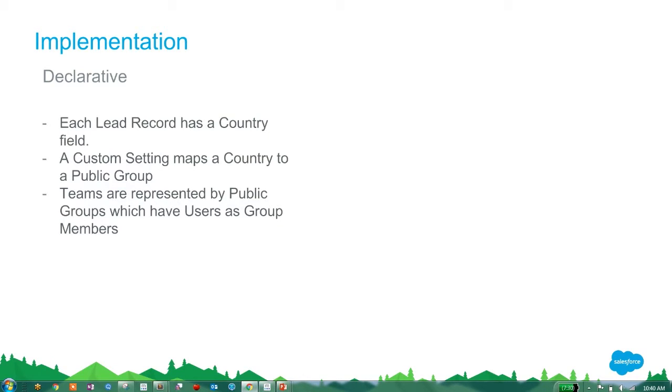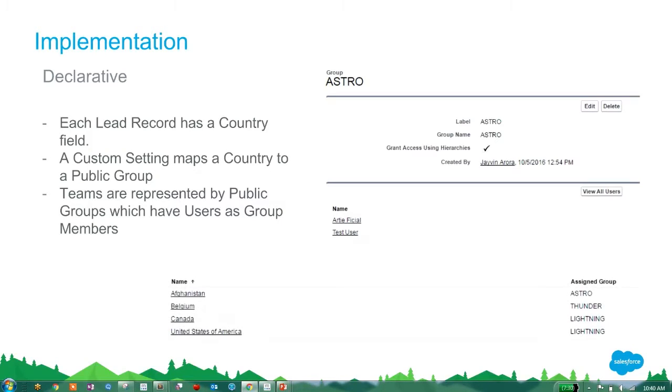So here's what we have in our declarative setup. We have Team Astro here with RD and test user. And then we have a custom setting with the different countries mapping to the different teams. Okay, so how did the developer implement his solution to handle the lead routing?